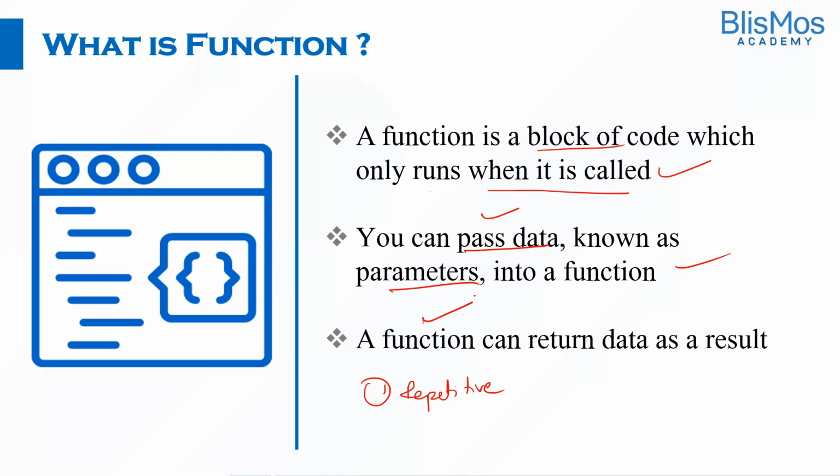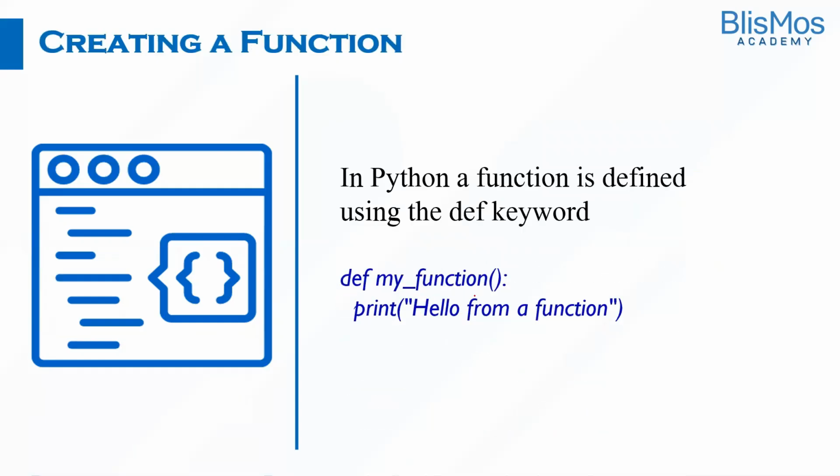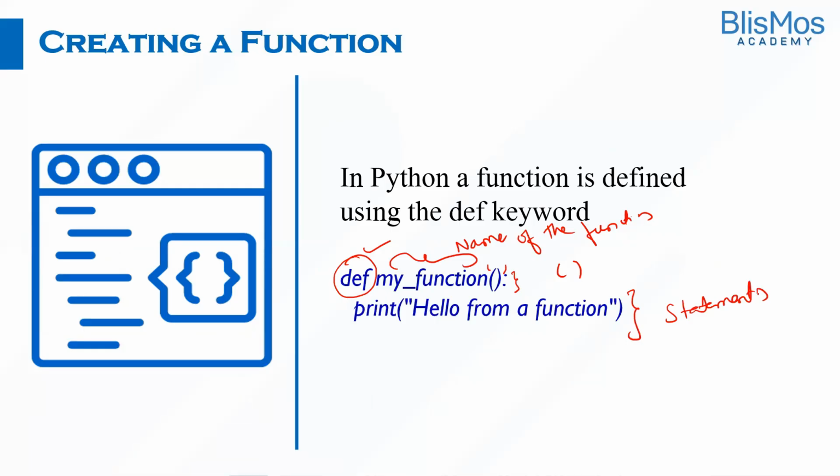How do we create a function? Very simple. We can create a function by the keyword def, and we can provide the name of the function after that, and then you have to provide two braces. Then you have to specify a colon, and under that you can mention the statements. These statements being whatever you want this function to do.